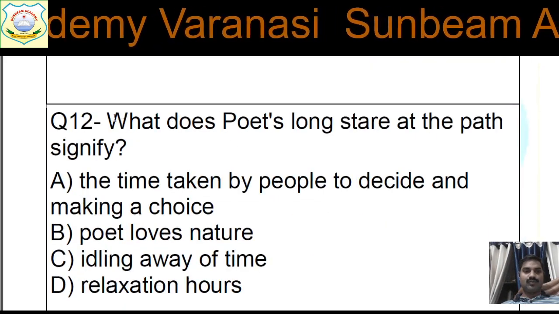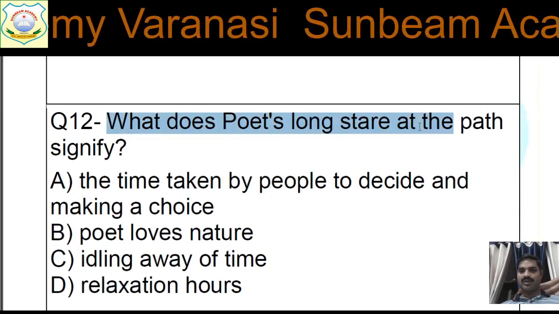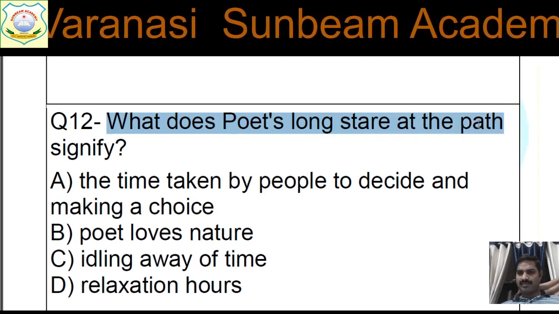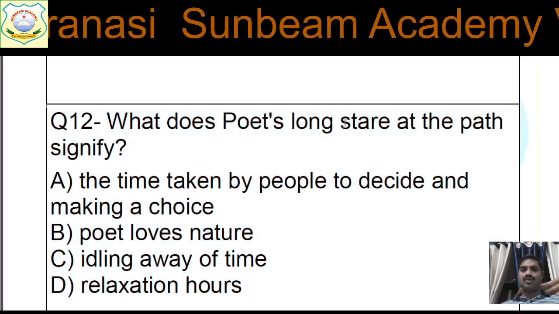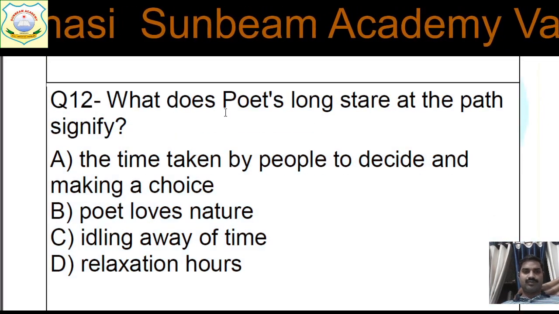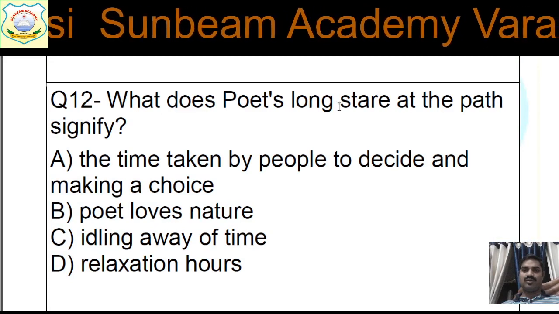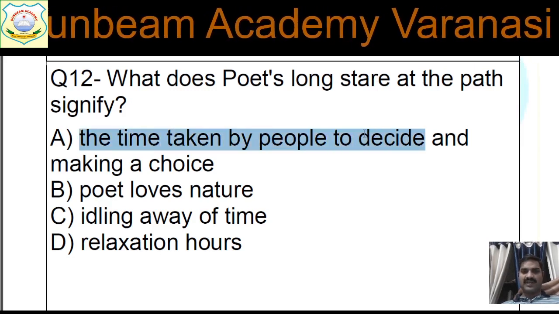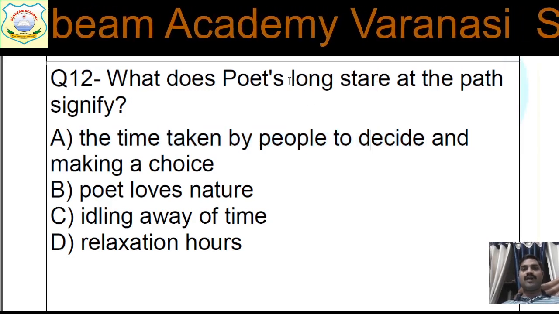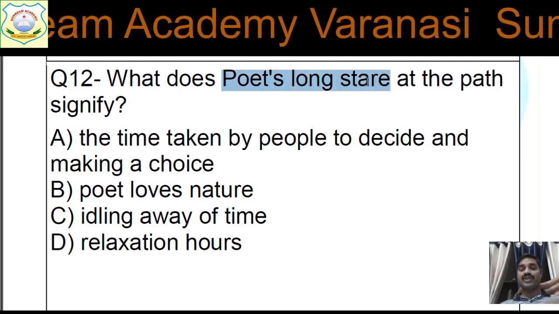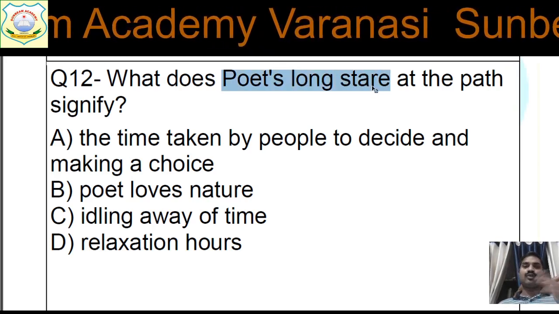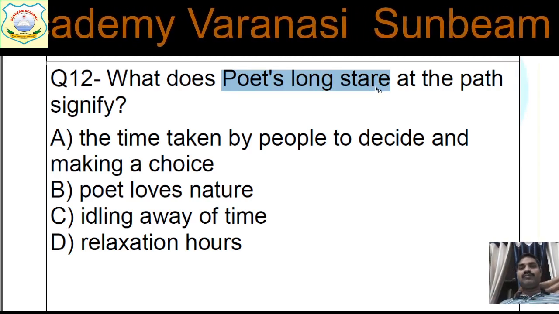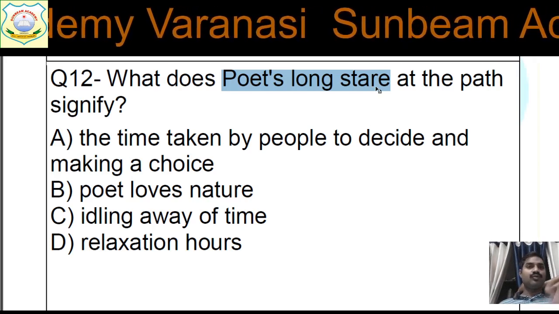Next is, what does the poet's long stare to the path signify? Stare means to look continuously. Here, long means wish. So what does the poet wish to stay here? It means when the poet was looking continuously at two different paths, he was wishing to find out the significance of the path he should walk on.